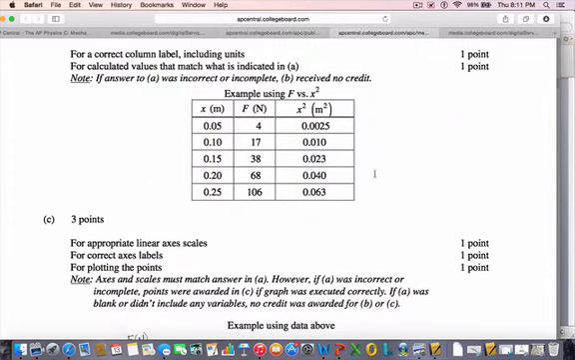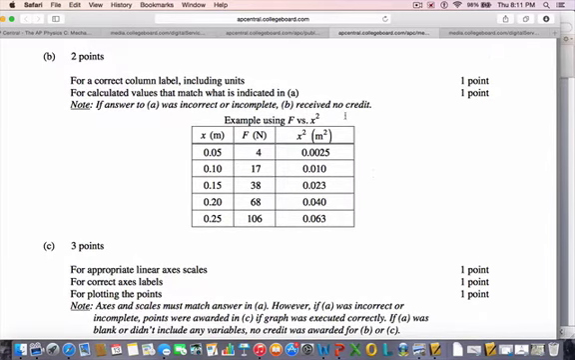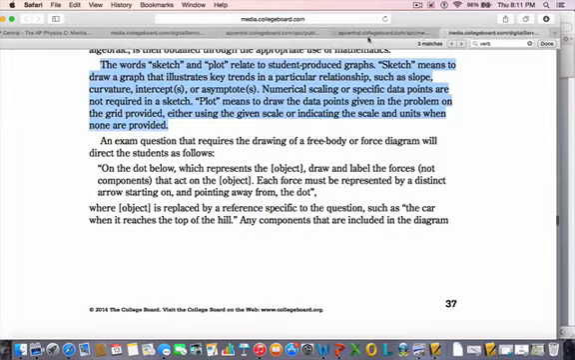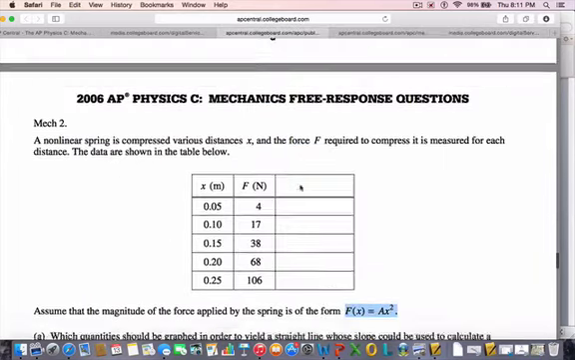Here it is. And you'll see this was a 2-point question. You get 1 for a correct column label, including units. So just putting x squared, meter squared, there's a point right there. 1 out of your 45 points on the test. Another point, just for taking all 5 values here and squaring them. And you get to use a calculator on the test. Couldn't be easier.